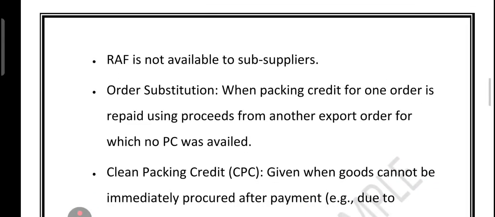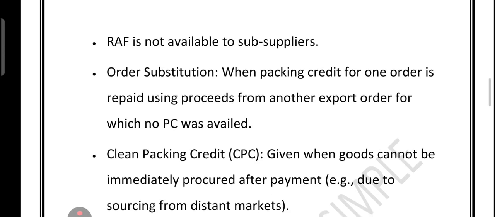Sometimes the exporter might use money from one export order to repay the packing credit taken for another. That is called order substitution. And if the goods can't be bought right away after payment, say they are coming from a far off market, the bank may give what is called clean packing credit.